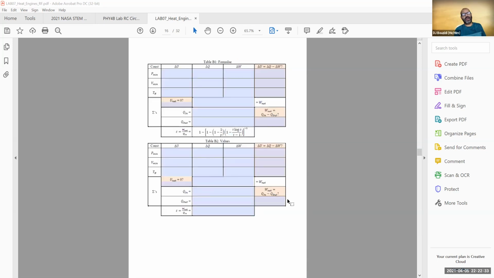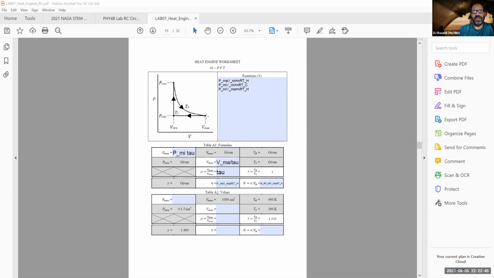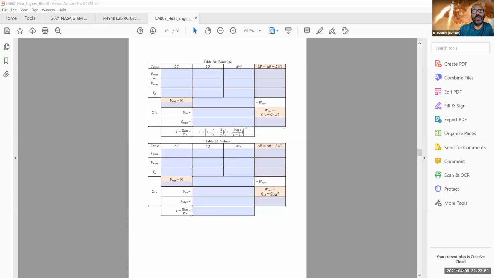So let's go to the second table. Now the second table looks at the different processes. There is a constant pressure process. What is the constant pressure process? The constant pressure process is this one. This is happening at P min. So at P min, I need to write delta U, I need to write delta Q, and I need to write delta U, W, okay?